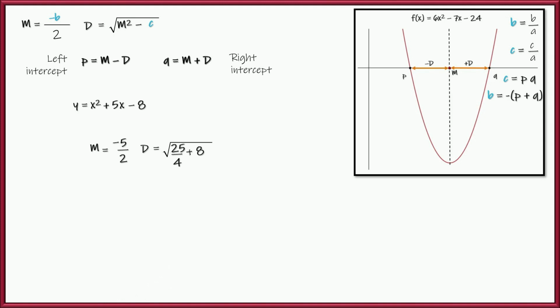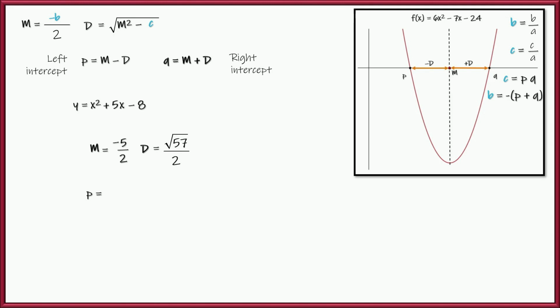Let's go ahead and get a common denominator. We're going to put a 4. We're going to rewrite 8 in terms of 4, so that's 32 over 4. 32 plus 25 is 57. Now the square root of 4 is 2, so we can simplify that a little bit. So we find out that d is just like you see.